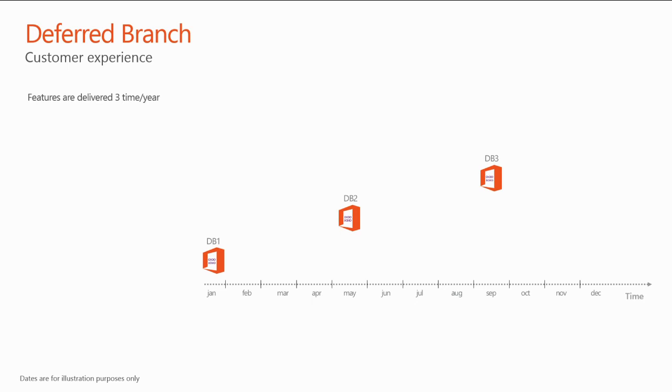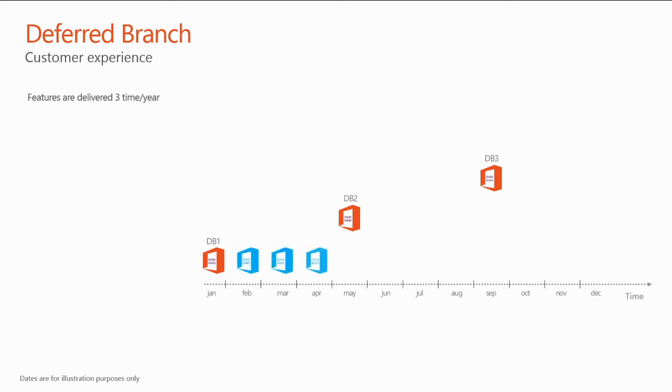As I mentioned, you get 3, as you see in this timeline, right? We'll give you a whole bunch of features in January under DB1, in May for DB2, and then September for DB3. Those aren't the real dates, just to caveat that, but just to help you illustrate exactly what that looks like. No more than 3 times will you get all that.